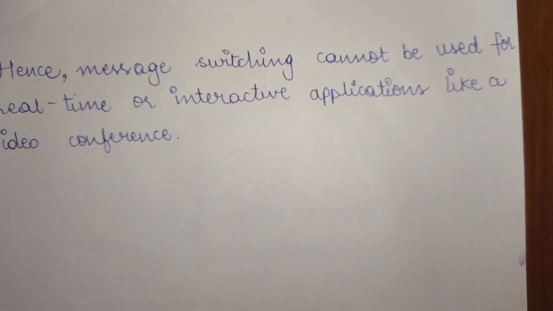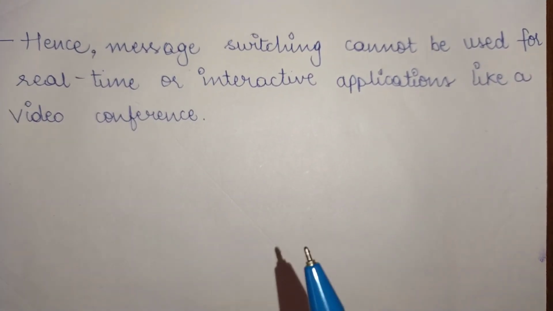So hence I can say that message switching cannot be used for real-time data, because it takes time, and in real-time data, time is one such thing which you cannot compromise on. In real-time data, you can compromise on the quality to some extent, but you cannot compromise on the timing. Real time means that it is happening now, right?